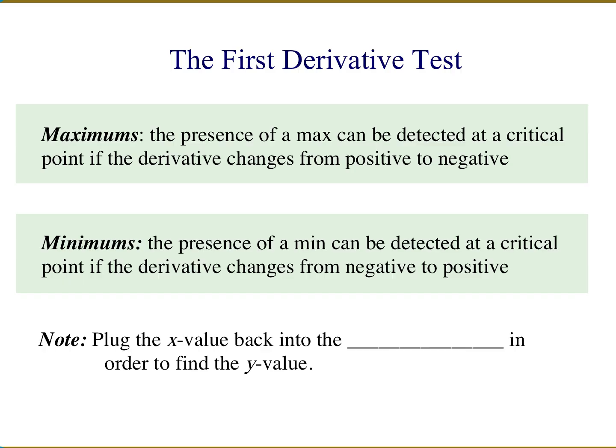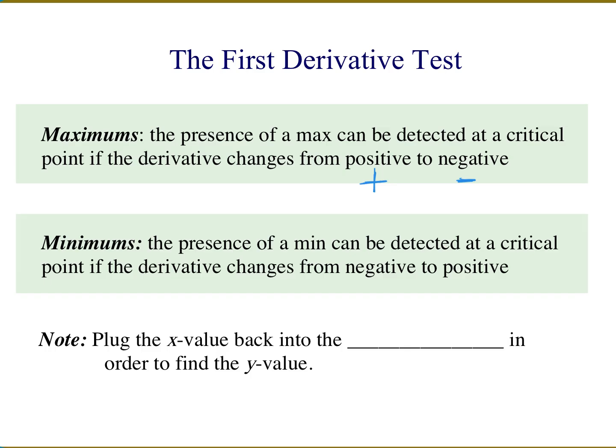You will have a max anytime your table changes from a plus to a minus. Anytime you have a plus on the table changing to a minus on the table, you will have arrived at a maximum. Hopefully that will click with you, because the plus means the function is doing what? Going up. And then the minus means the function is now going down. So it has to have gotten to the highest peak it could possibly get, because it was going from up to down. So every plus to a minus, as the derivative changes, means you have found a maximum.